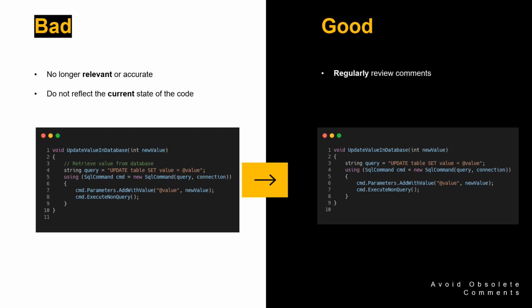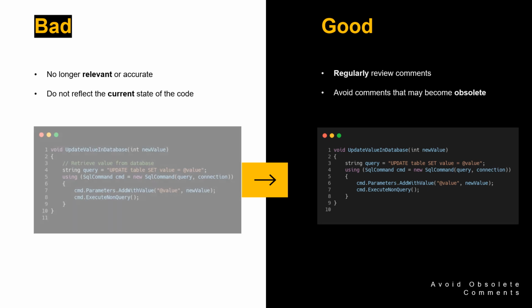Rather than updating obsolete comments, it is generally better to avoid writing them in the first place. By avoiding writing comments that may become obsolete, you can ensure that your code is easy to understand and maintain. If you do need to include a comment in your code, be sure to review it regularly to ensure that it remains accurate and relevant.